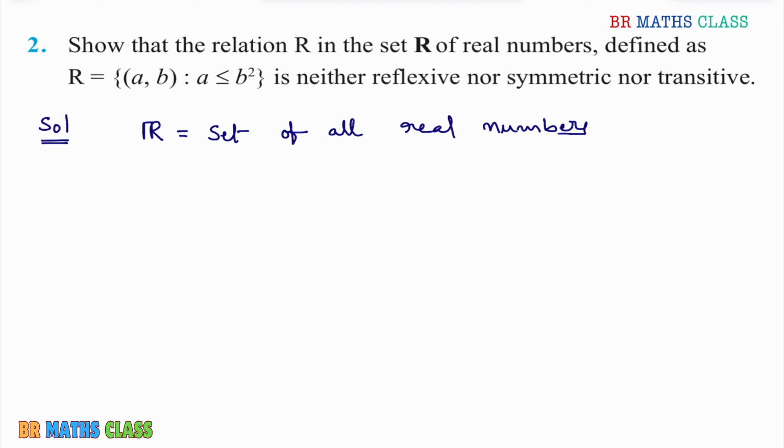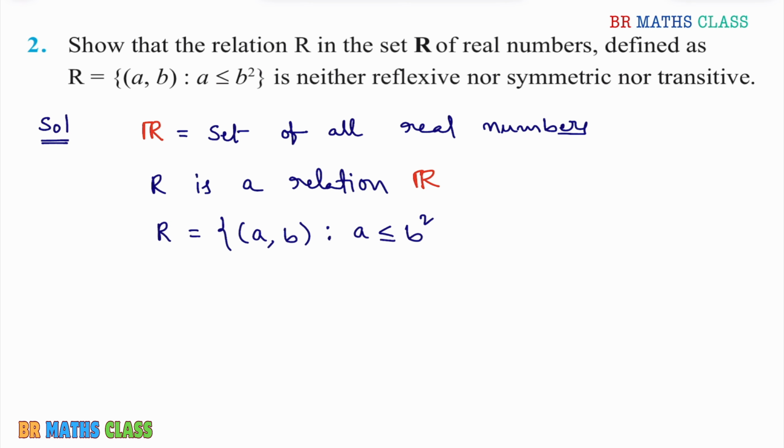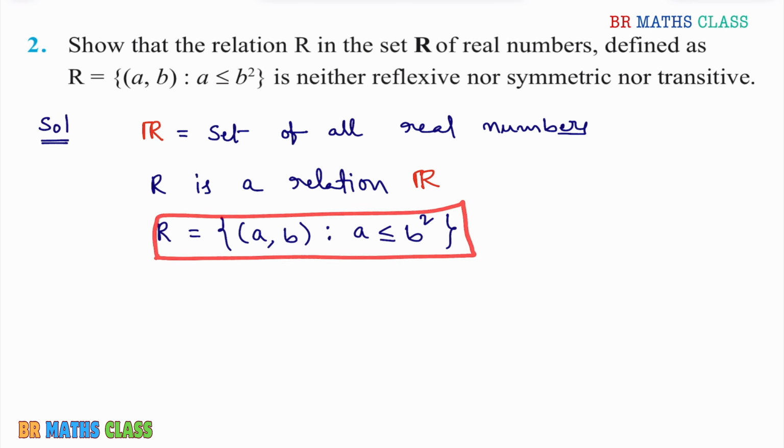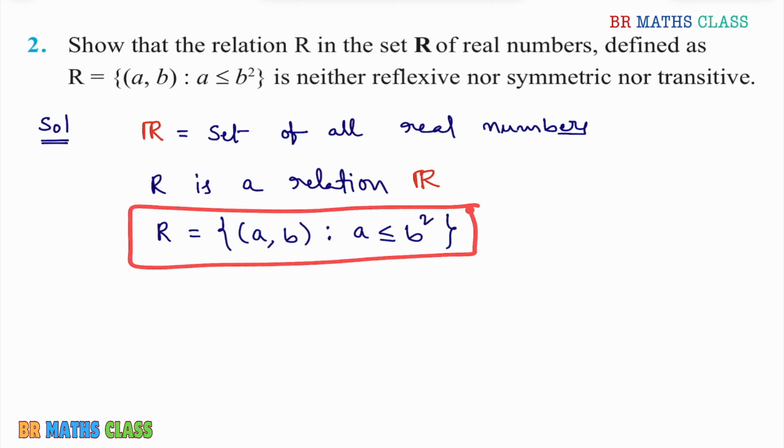And second point is, this relation is on which set? Given that the relation R is on the set of all real numbers, that means R is a relation from real numbers to real numbers. Third point is how the relation is defined. The relation is defined like this: ordered pair (a, b) such that a is less than or equal to b square. Here, understanding this relation is important.